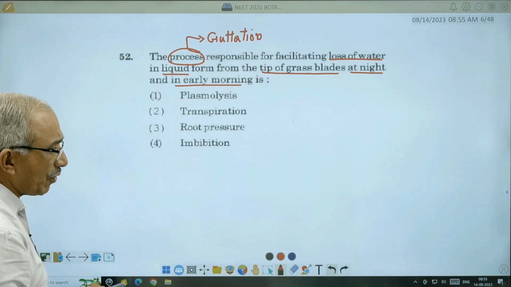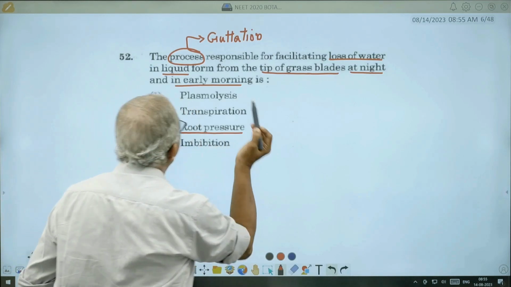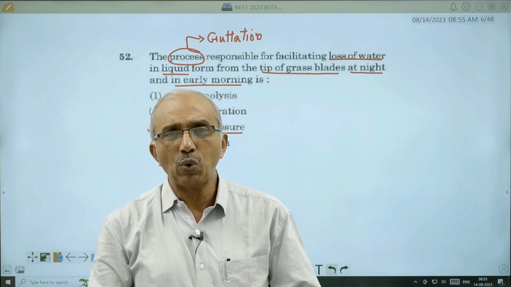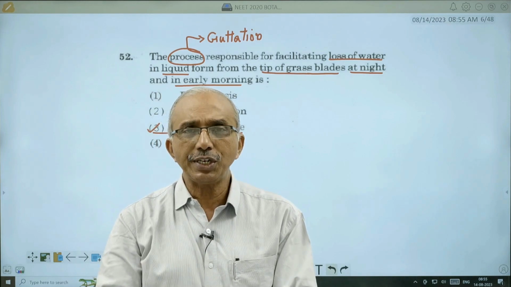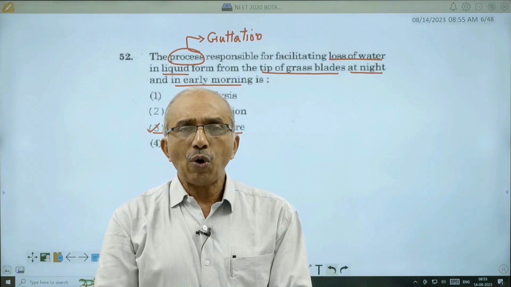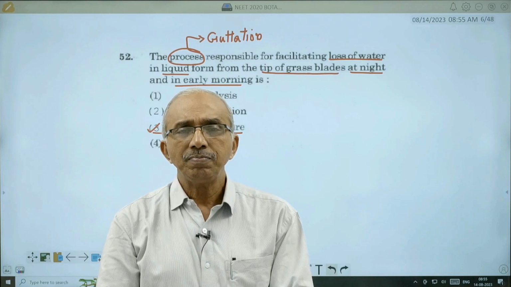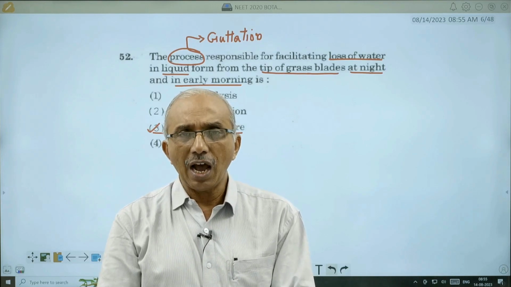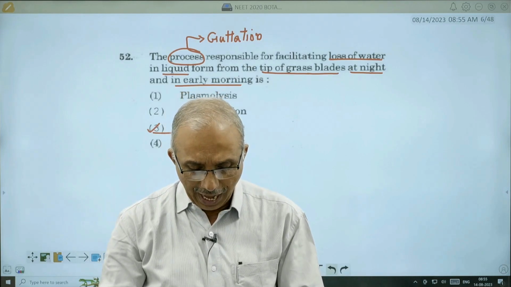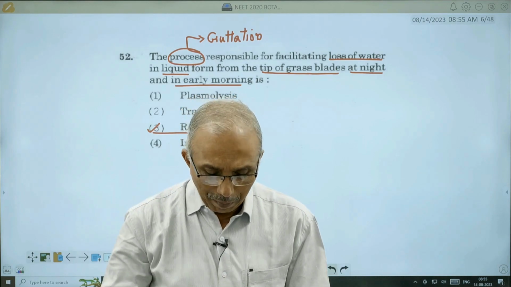What is the cause of guttation? The cause of guttation is root pressure. From the wording of the question, loss of water in the form of liquid, occurring during night and early morning from the grass leaf blade, the process is identified as guttation. The cause of guttation is root pressure.